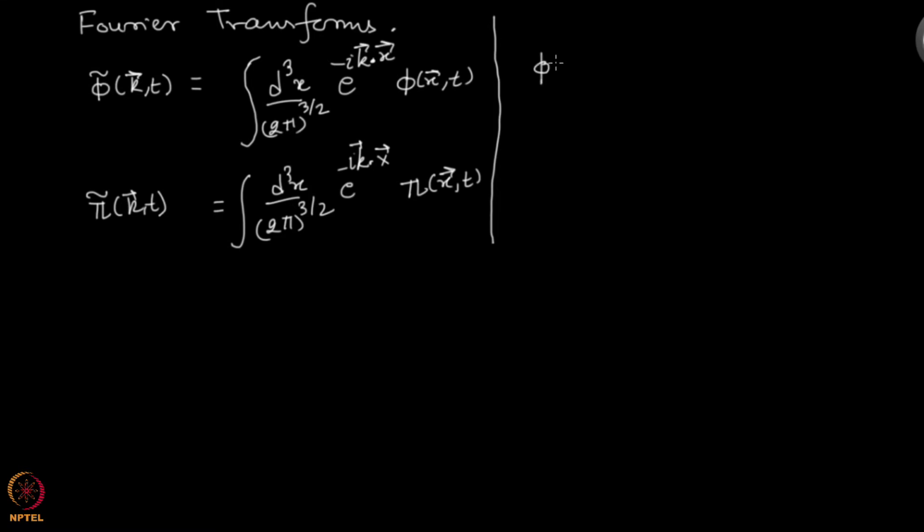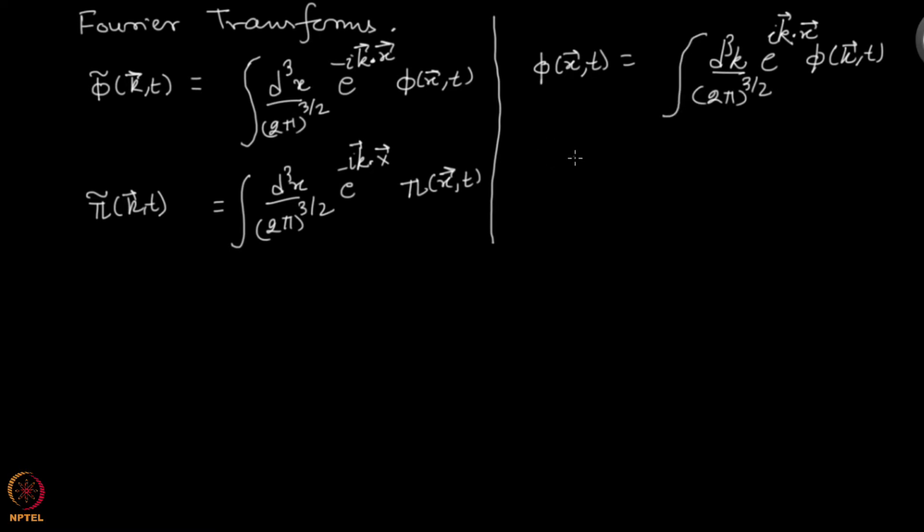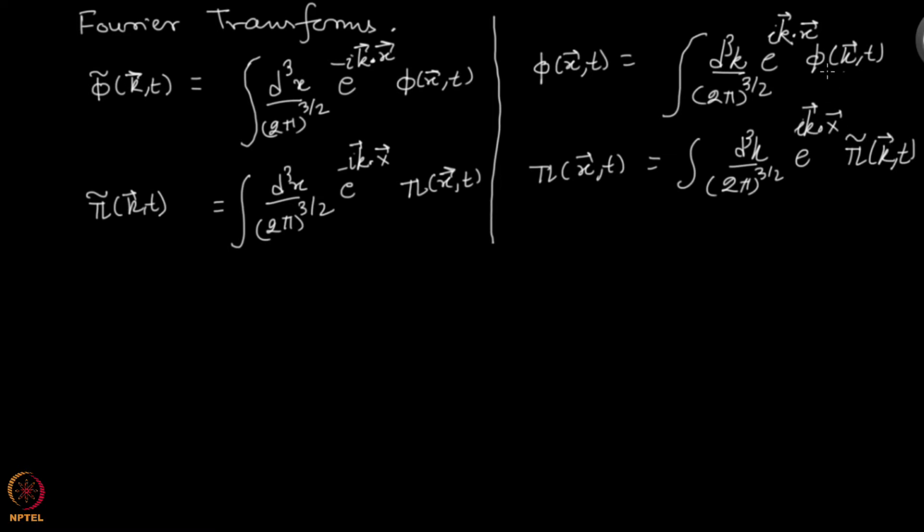Let me write it down here. So if you have phi(x, t), then you can write it like this: integral d cube k over (2 pi)^(3/2), phi tilde(k, t) e to the I k dot x. Okay, and the integration limits go from minus infinity to plus infinity. So you have pi(x, t), and again the same thing, d cube k over (2 pi)^(3/2) e to the I k dot x and pi tilde(k, t). Okay, I should put a tilde here and a tilde there.